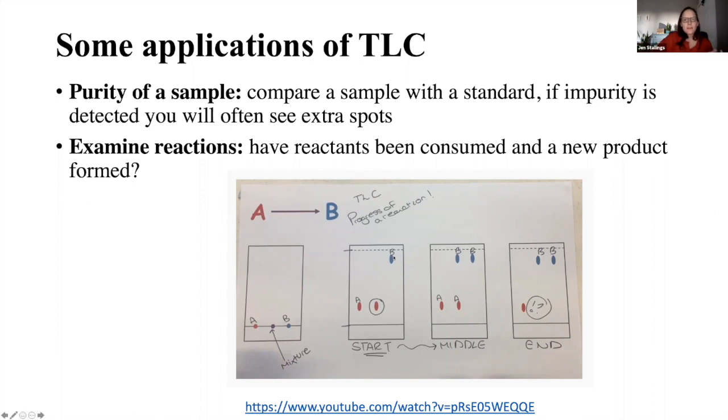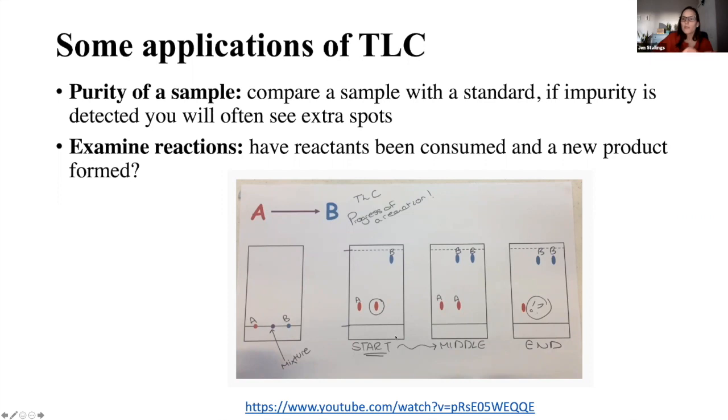This is an example of examining the reaction of something. So you're going from A to B. You're starting with A and you end up with B. So you would take a TLC plate here and you have A, which is your reactant, and B, which is your product. And then you have a mixture of both of them. And that mixture is what you're going to monitor to see if it's undergoing a chemical reaction.